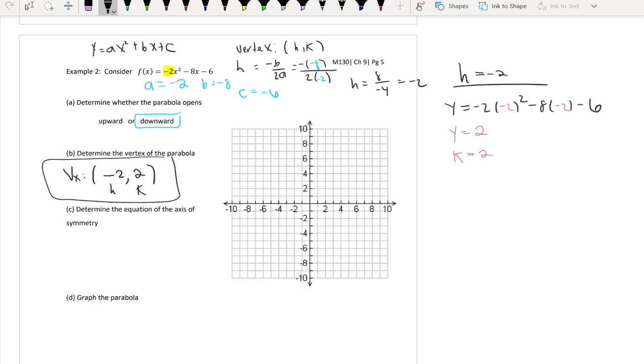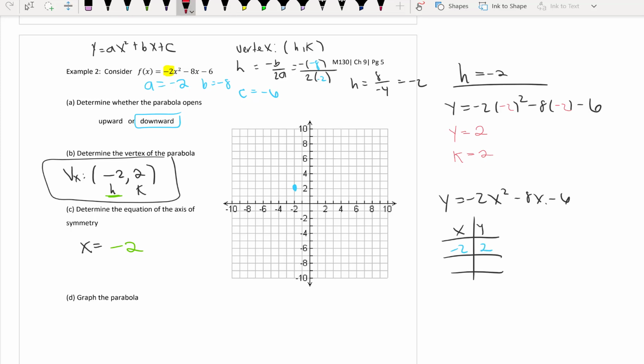And so to determine the axis of symmetry, well, that's just going to be x is equal to, and it's always going to equal this h value, so -2. So when I graph this, I have my vertex of (-2, 2). I know that this is a downward facing parabola. And now I have the equation y is equal to -2x squared minus 8x minus 6, and that vertex that I found was (-2, 2).